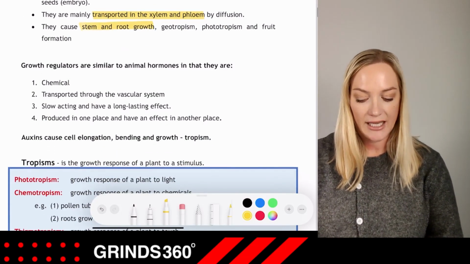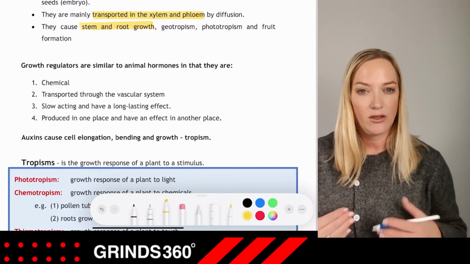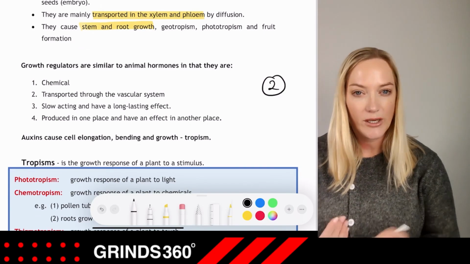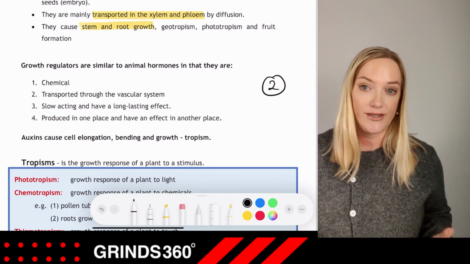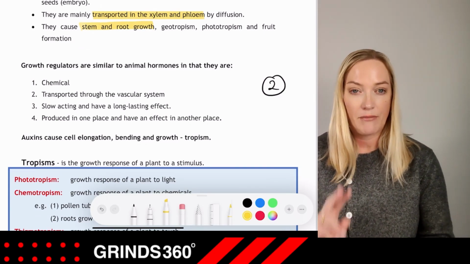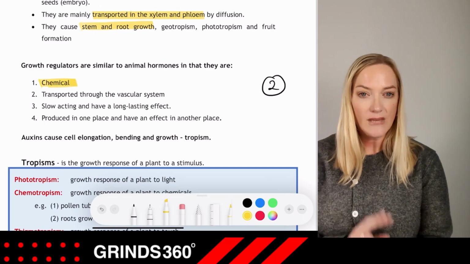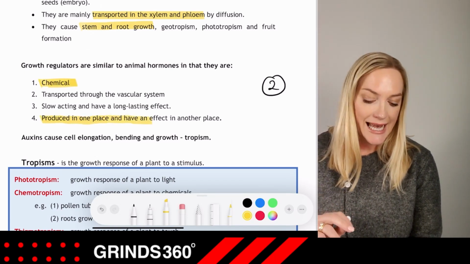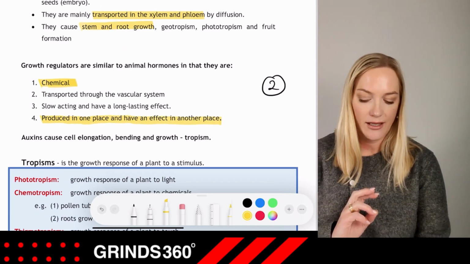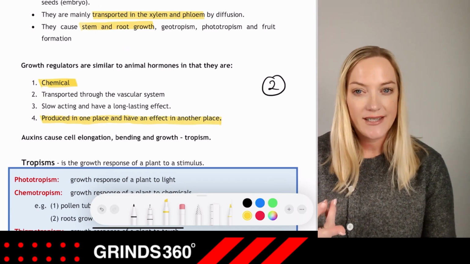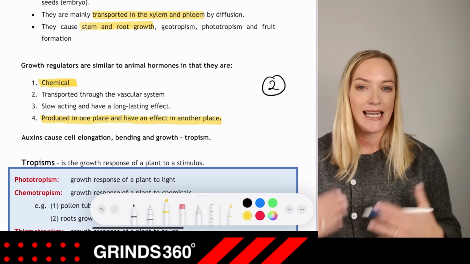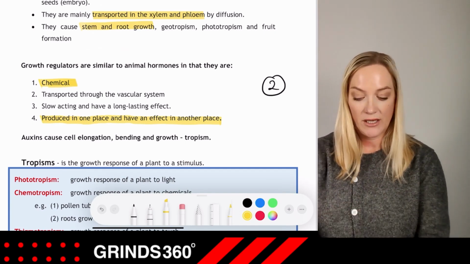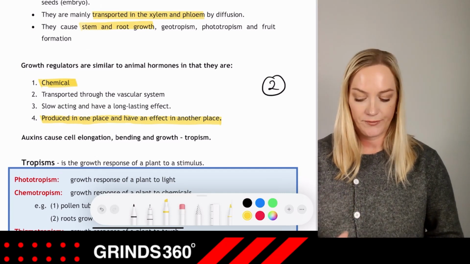So growth regulators, they are similar to animal hormones. So we need to know at least two ways in which these are similar. And that could be actually a question. So they can be similar in that they are both chemical. And a nice one I like is that while they are produced in one place, they act in another place. Okay? They are transported through vascular systems, and they're slow acting and long lasting. Now they're my two favorites. I like, but you might like the other two, but you just need to know two.